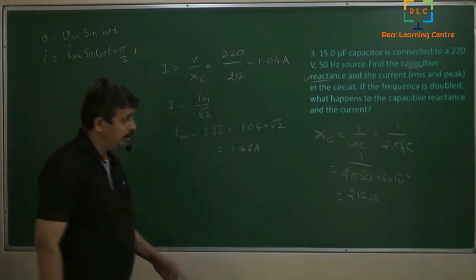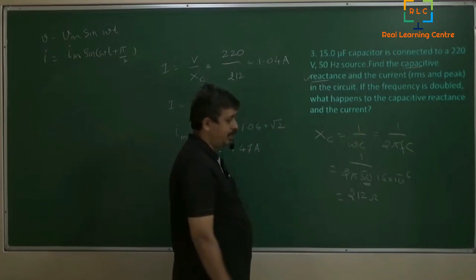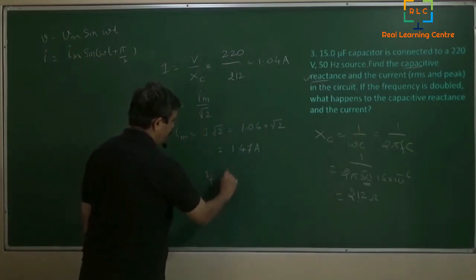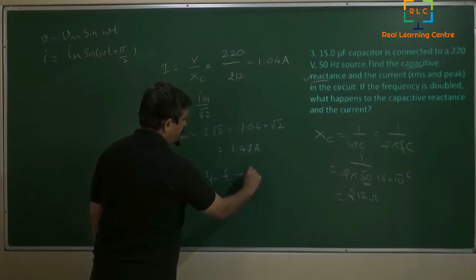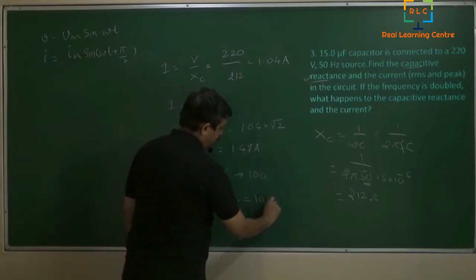The next part they are asking is, if the frequency is doubled, what happens to the capacitive reactance? If 50 becomes 100, this will become half. If frequency is doubled, equal to 100, then Xc will become half of that, which is 106.